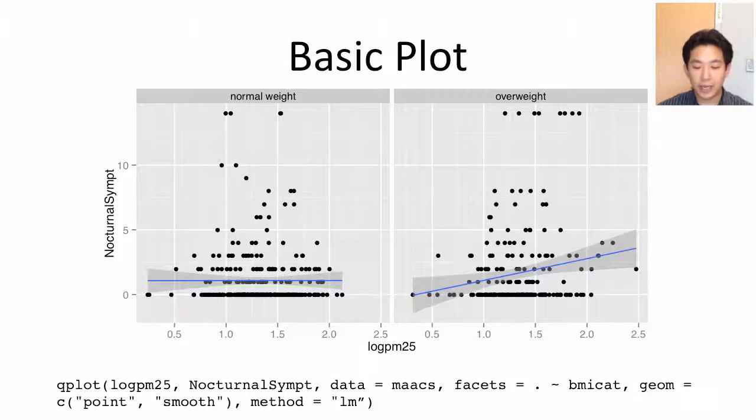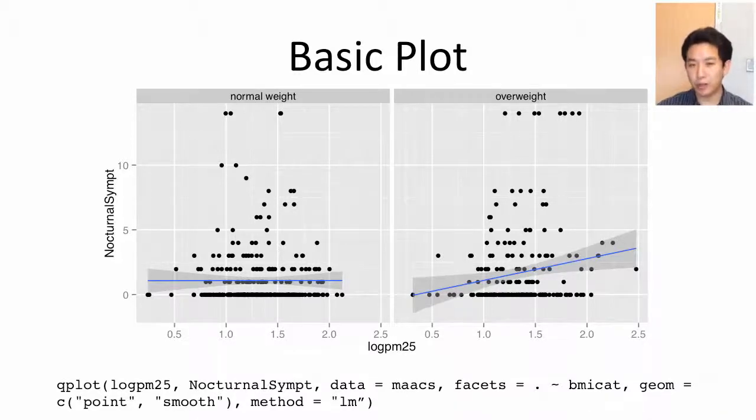And you can see that, roughly speaking, on the left side we have all the normal weight children, and there doesn't seem to be a very strong relationship between log PM2.5 and nocturnal symptoms. On the right side we have the overweight or obese children, and there seems to be an increasing relationship between PM2.5 and symptoms. So there's perhaps some evidence of an interaction between BMI and PM2.5, because the relationship between PM2.5 and symptoms appears to differ by BMI status.